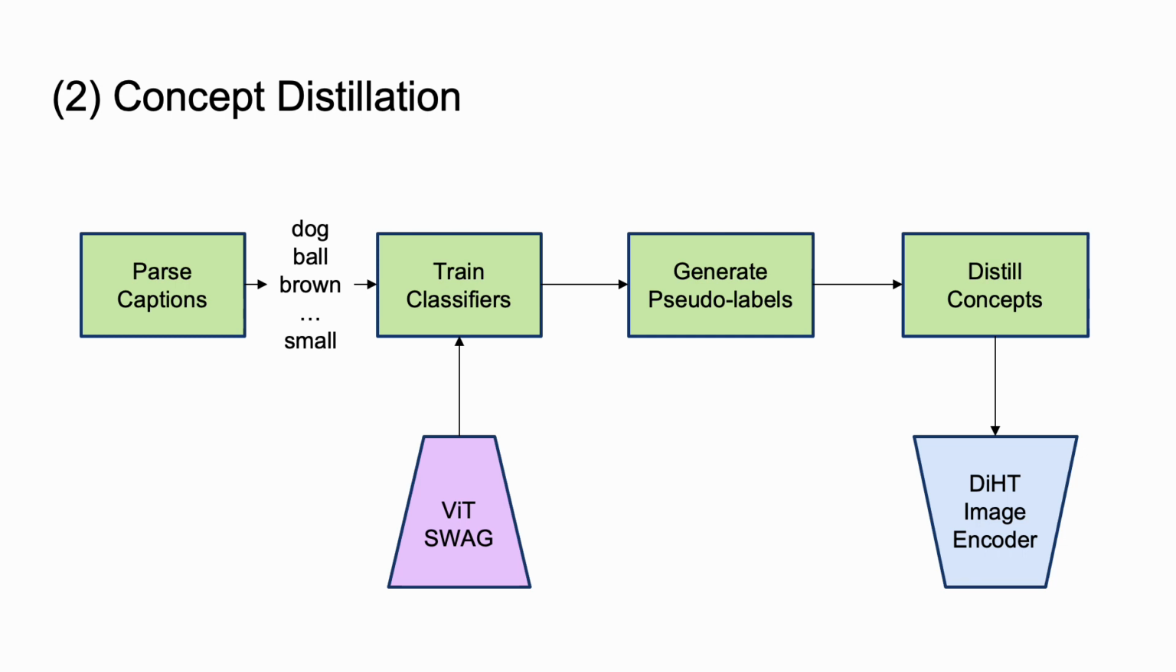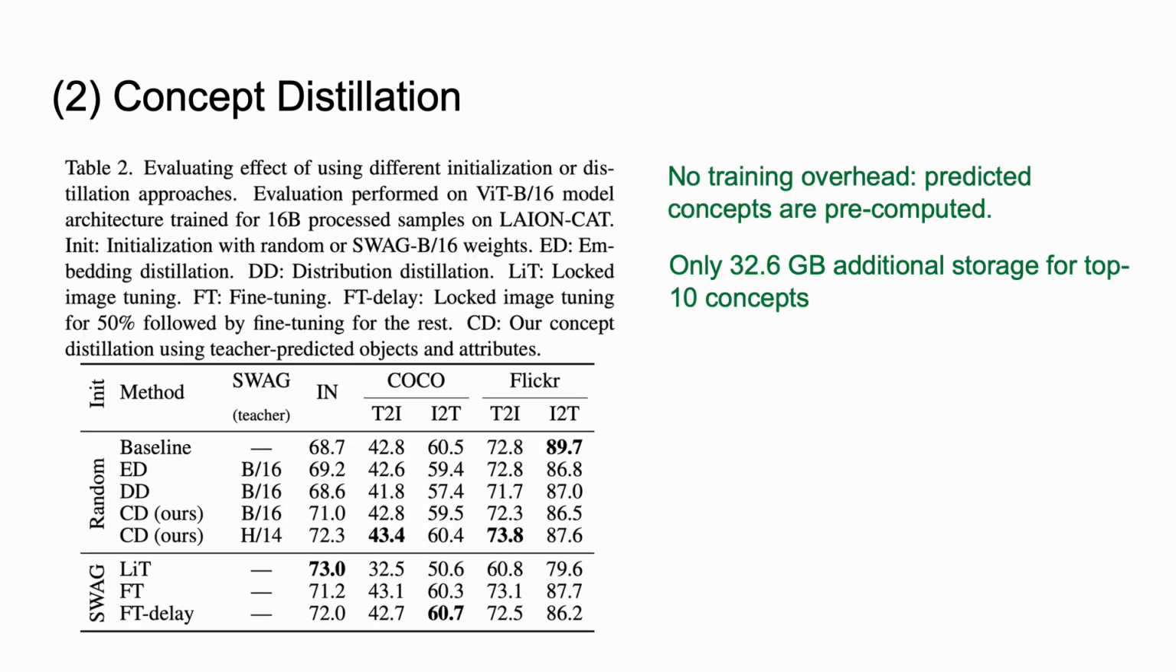During multimodal training, we do concept distillation by using the cross entropy loss with these pseudo label vectors as targets on top of our DIHT image encoder. Our model reaps the benefits of recently proposed and publicly available unimodal vision models more effectively than other distillation approaches. This is because training linear classifiers on a frozen teacher model is inexpensive. There is no training overhead required as the predicted concepts are pre-computed and can be easily stored.